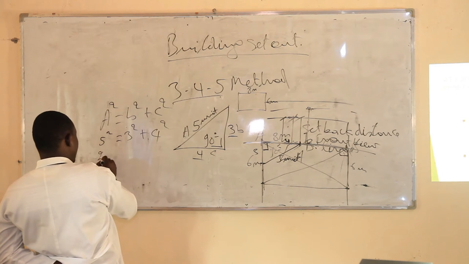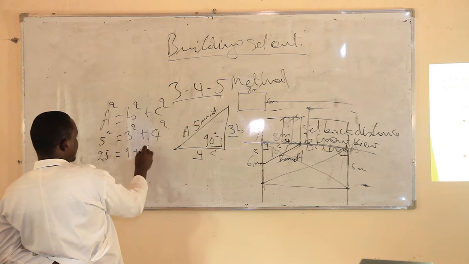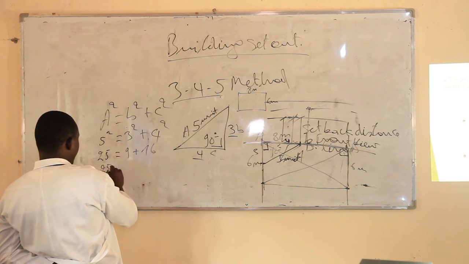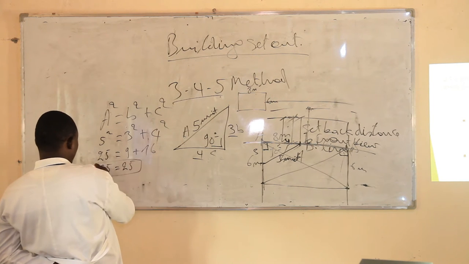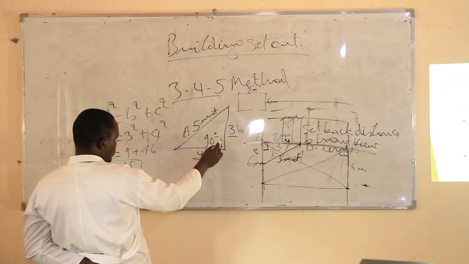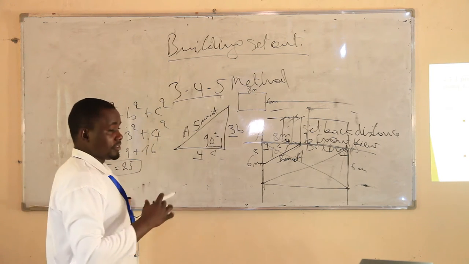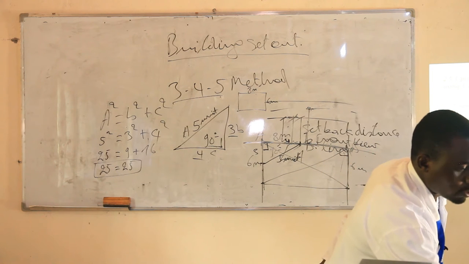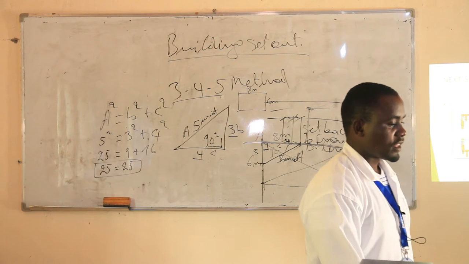And then 25 must be equal to 9 plus 16, which will give now 25 equal to 25. Now, this is true. This will give that it is a right angle. This Pythagoras theorem is very essential to set out the building or to check the diagonal of your building, or right angle.